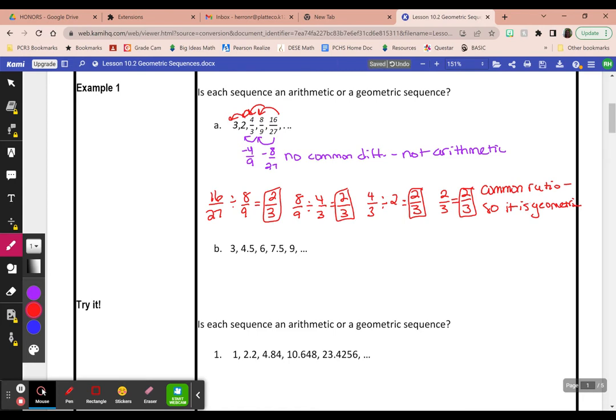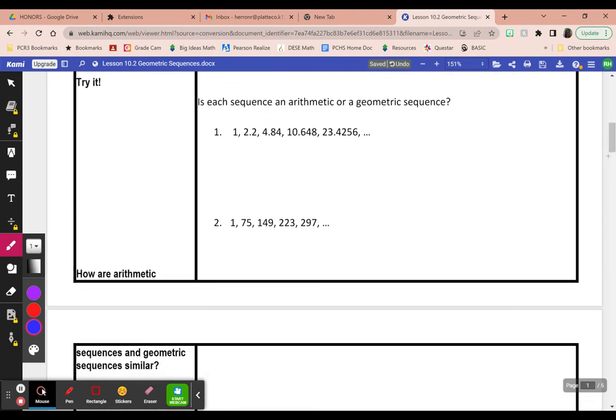All right? So same thing on B. We're going to start with the subtraction. So 9 minus 7.5 gives me 1.5, right? And then 7.5 minus 6 also gives me 1.5. 6 minus 4.5 is 1.5, and 4.5 minus 3 is 1.5. So this does have a common difference, which means it is arithmetic. Okay, perfect. So pause the video and try the next two on your own, doing the exact same thing, and then I'll give you the answers, okay?